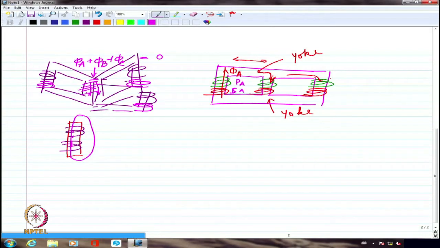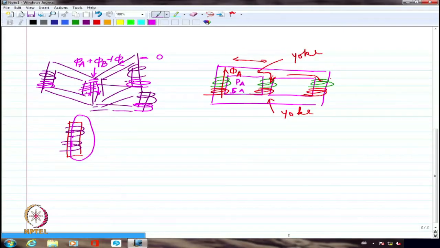Why we have a star on the secondary is, I will require a single phase supply. Unless I have a star, how am I going to derive a single phase supply? I have to ground the neutral, and between the neutral and any of the phases, if it is a star, I'll get single phase supply.